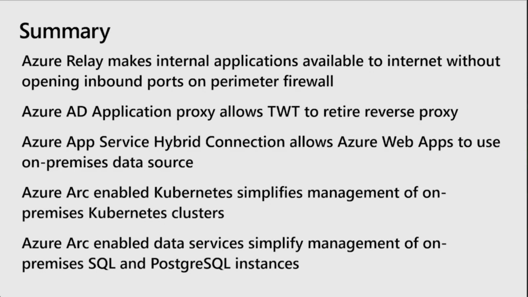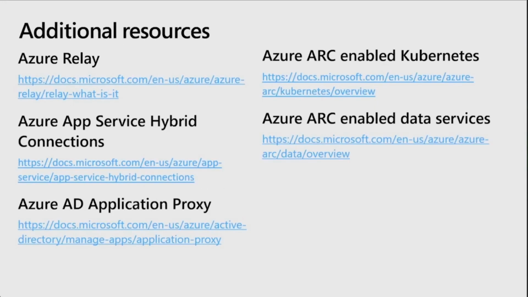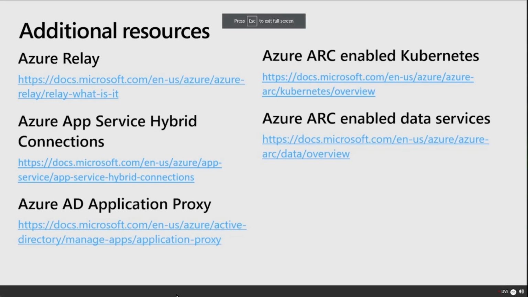I talked about how you could use Azure Arc-enabled Kubernetes to simplify management of on-premises Kubernetes clusters. And I talked about how you can use Azure Arc-enabled data services to simplify the management of on-premises SQL and PostgreSQL instances. On this page, you can see an additional set of resources that will take you to docs.microsoft.com and allow you to see in much more detail how to use Azure Relay, Azure App Service Hybrid Connections, Azure AD Application Proxy, Azure Arc-enabled Kubernetes, and Azure Arc-enabled data services. Thank you very much for your attention.